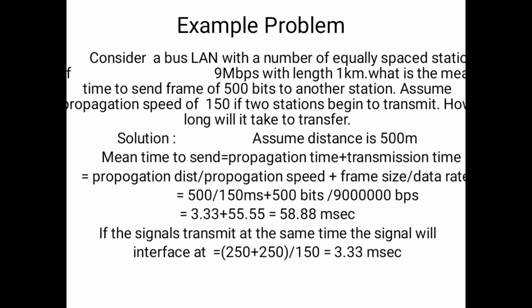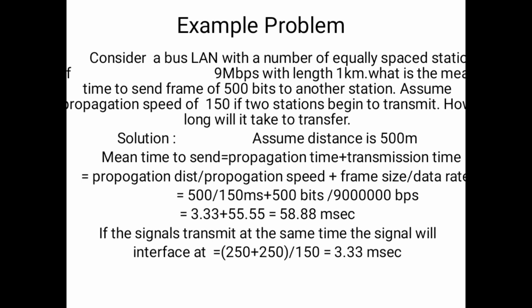So here we are going to see an example problem. Consider a bus LAN network with the data to be transmitted is 9 Mbps of length 1 kilometer. The time to send a frame is 500 bits from one station to other. The propagation speed is given as 150. We have to find the total time taken to transfer the data packets.